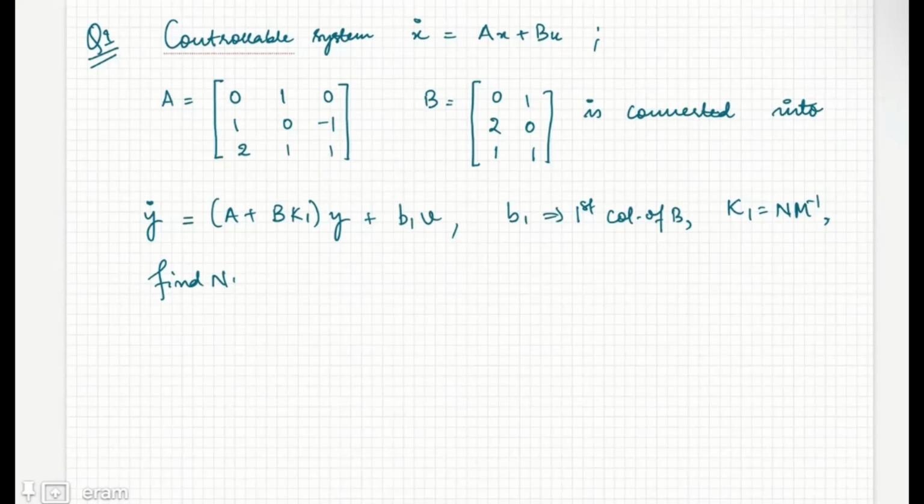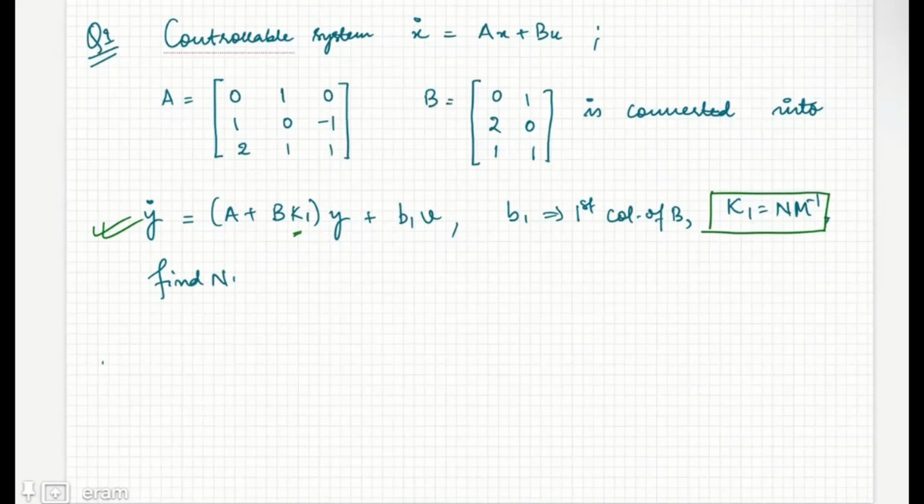Now it is already given the system is controllable, so this can be converted to this form, but how can we identify what this K1 is? We have already seen that this K1 is given as a matrix N into M inverse, and M we know how we can find, but the question asks only about N. Now for finding out N, we must know the structure of M. So let's try to find the matrix M for our case.